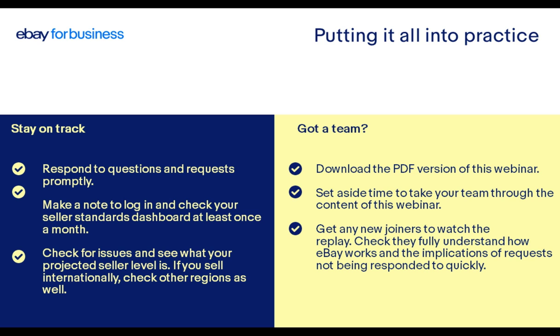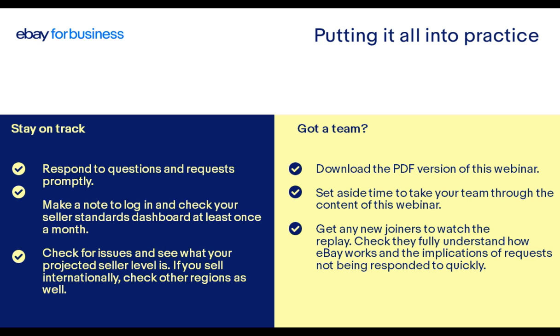If you don't sell on eBay so regularly, then checking at least once a month will help you to stay on track, but you could probably check it a little bit more frequently than that. Check for any issues and see what your projected seller level is. If you sell internationally, make sure you check the other regions as well.